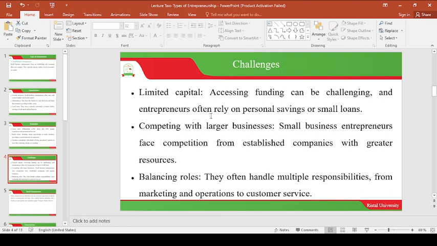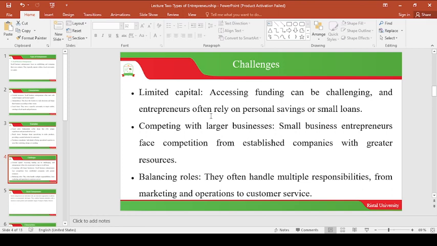The next one is competing with the larger businesses. Small business entrepreneurs face competition from established companies with greater resources. These established companies can be international companies, they have branches across the world, and you are only operating in one community. How will you compete with such an organization? So it becomes very difficult for small scale business owners. If you are not creative enough, you can easily close your business because of the competition from international business organizations.